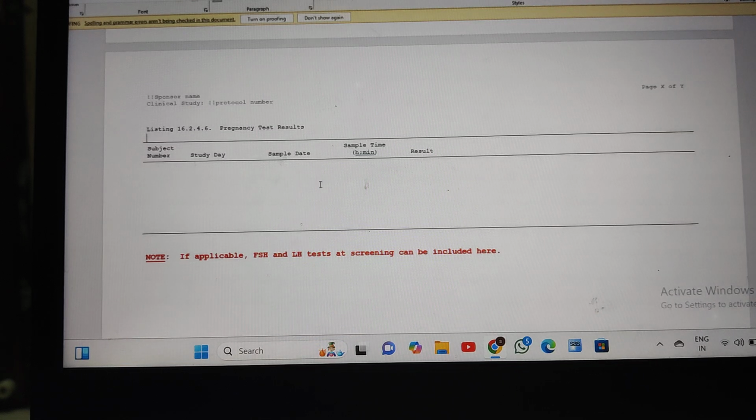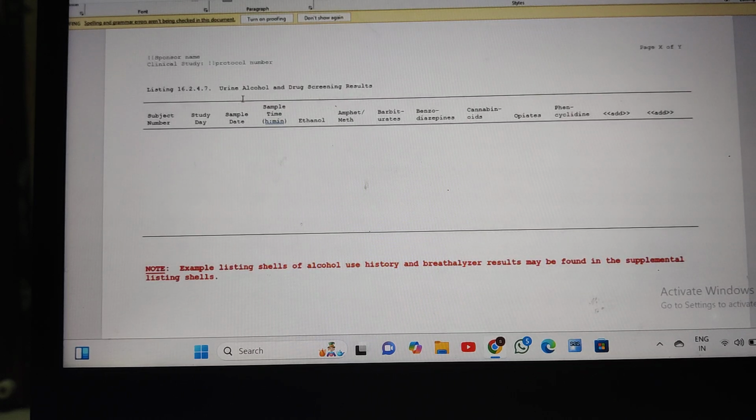Okay, so here is the medical history listing, and then the serology screening results, study specific listing, pregnancy test results. Okay, you can see the subject number and the study day and the sample date when the pregnancy sample was collected, and then sample time, and then results. Okay, the result will be a positive or negative pregnancy test.